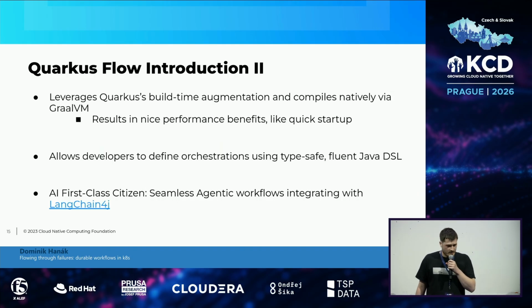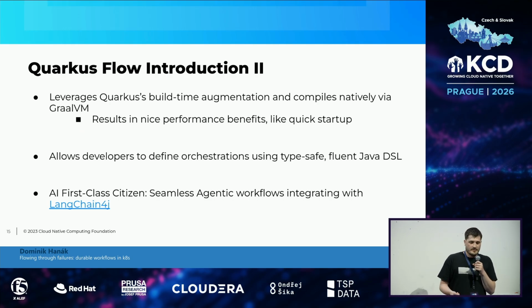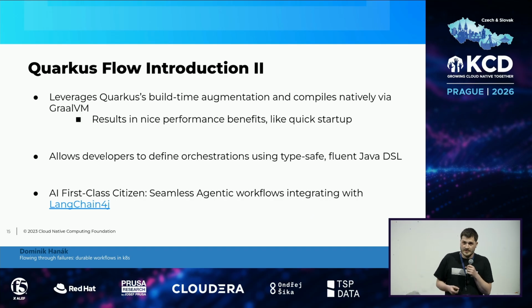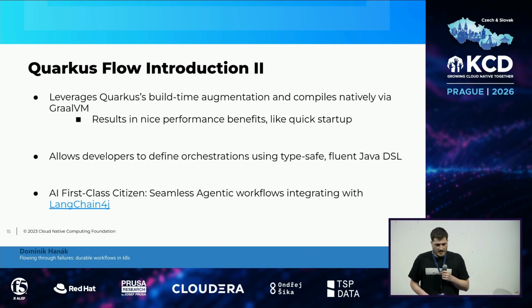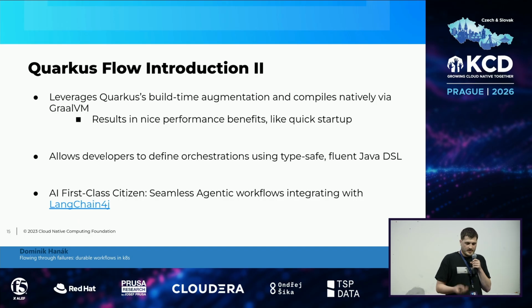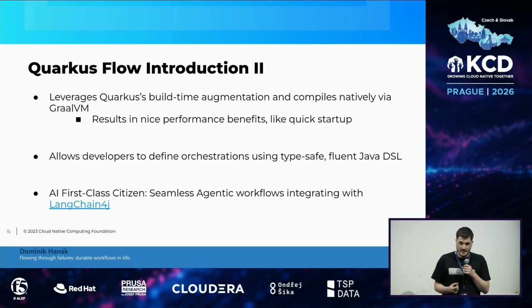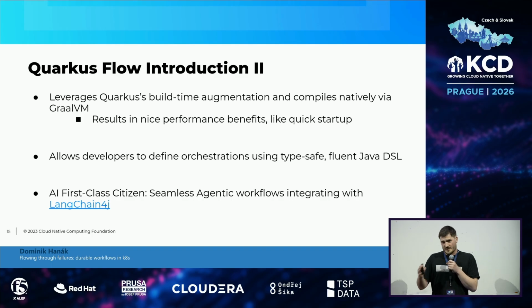More about Quarkus Flow. It leverages Quarkus's build-time optimization and also compiles natively with GraalVM, which results in a nice performance benefit. So the engine boots in milliseconds, which is very good in scale-to-zero architectures. It allows you to define orchestrations using a type-safe flow in Java DSL. So instead of writing YAMLs, you are writing Java, which is type-safe, and all of the other benefits that come with Java. Of course, YAML is also supported.